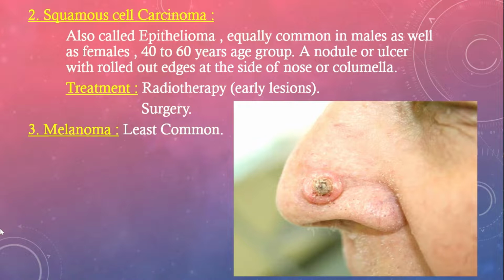The treatment of squamous cell carcinoma of the nose is radiotherapy in early types of lesions, whereas surgery is the mainstay of treatment, since this tumor can metastasize to local lymph nodes. So this is a much worse tumor than the rodent ulcer. Now the third thing is melanoma, which is the least common tumor on the external nose.